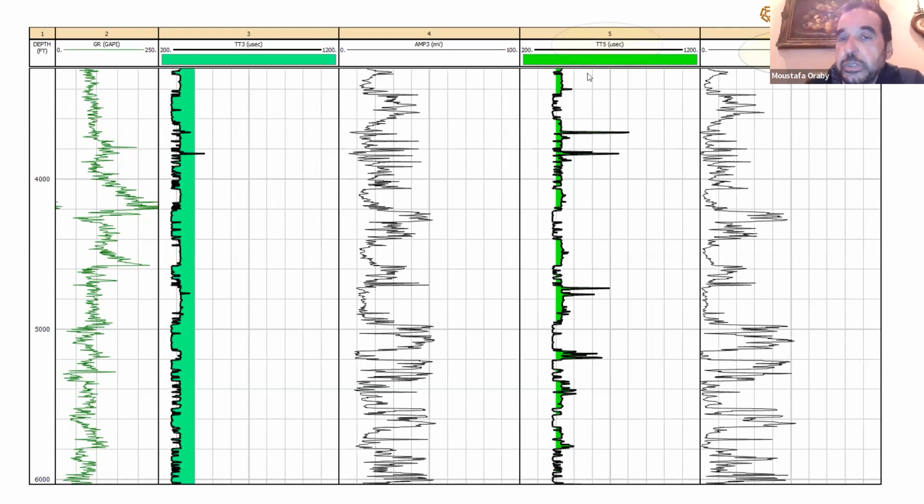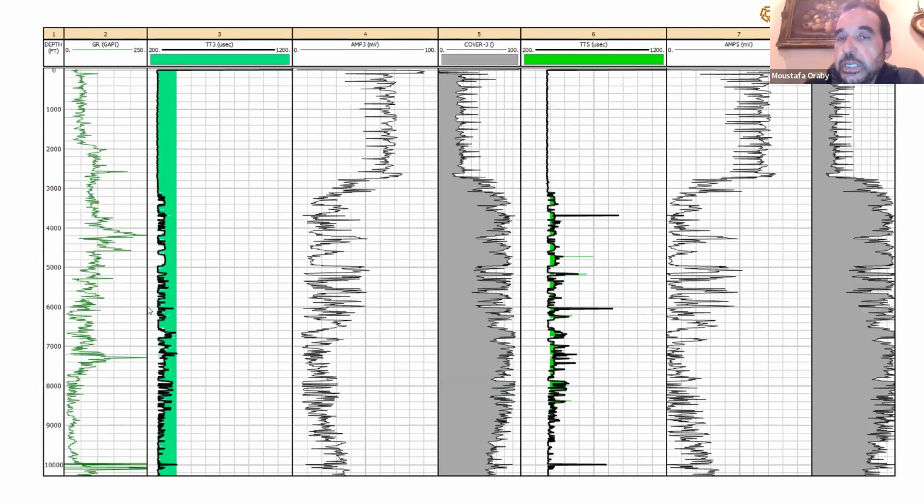Here is also the TT5, coming from where? Coming from a longer time now. It's not 200 to 400, it's from 400 to 800. Here's the 400 right here. It's above 400. Remember, this is 200 to 1200. So it's 200, 300, 400. So it's above 400 to 800. It's higher than 400. So all this green part is higher than 400. It's coming from the bonding of the formation.